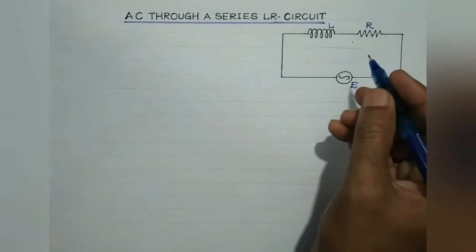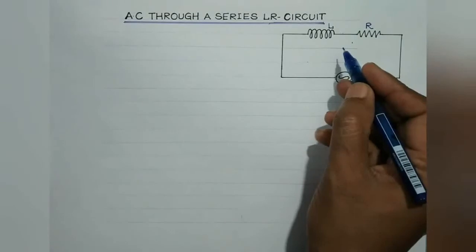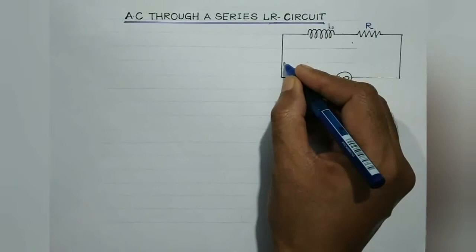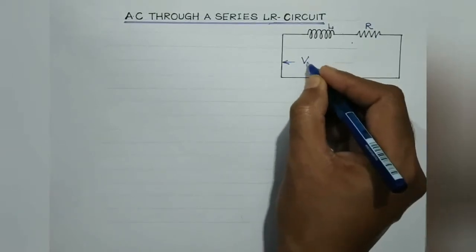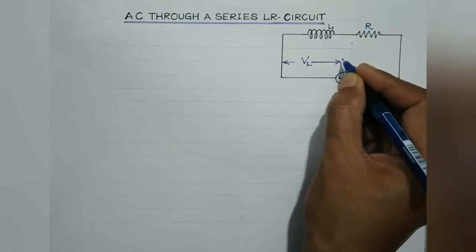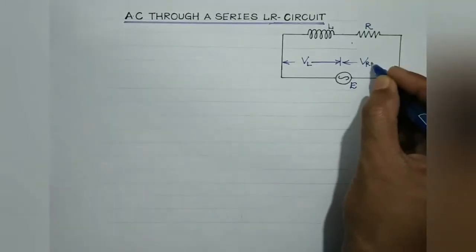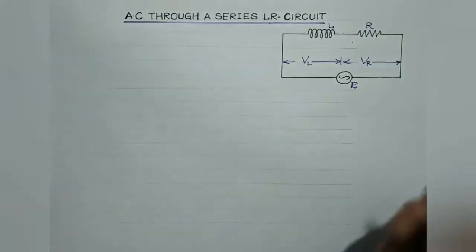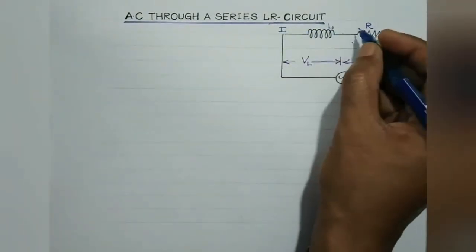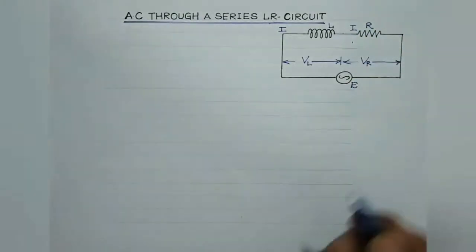So let us consider the instantaneous values of the voltages across the inductor and the resistor to be respectively VL and VR. Suppose VL is the instantaneous value of the voltage across the inductor, and VR is the instantaneous voltage across the resistor, right? And at any instant, suppose current I is flowing through the inductor. Now, since they are connected in series, the current through both the circuit elements must be the same.